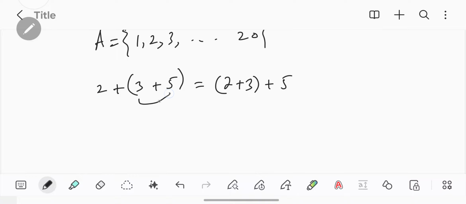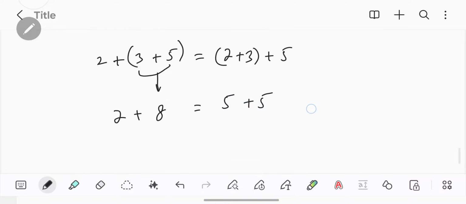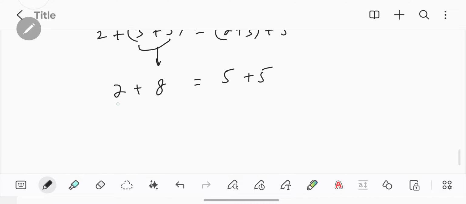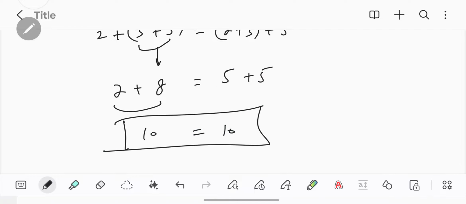Let me check. If I add these two, here I will get 8, right? And here, then I will have this one. If I add these two first, what will I get? This is 5, and this is what? This is also 5. Here you have different numbers, but if you add these two, you will get 10. If you add these two, you will get 10 again. So surprisingly, you are getting the same answer, right?